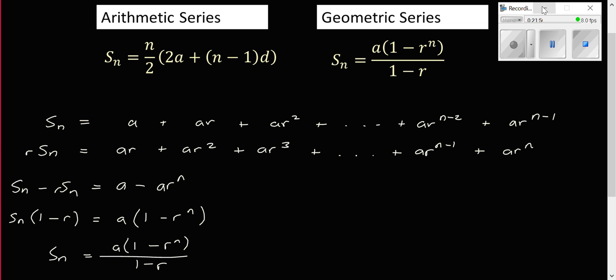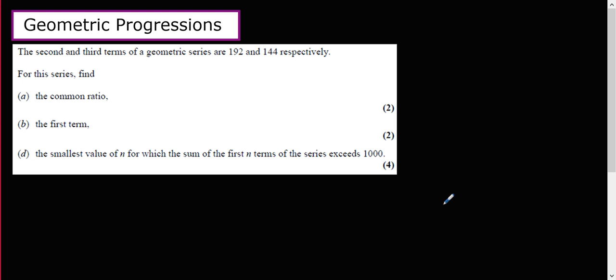Next, we're going to look at how we use that formula in practice. All right, so we've got here a previous exam question. We've got the second and third terms, 192 and 144, and then it walks us through it step by step, really. Common ratio, first term, smallest value of n for which the sum exceeds 1000. You might say that question escalates quite quickly as well, to be fair.